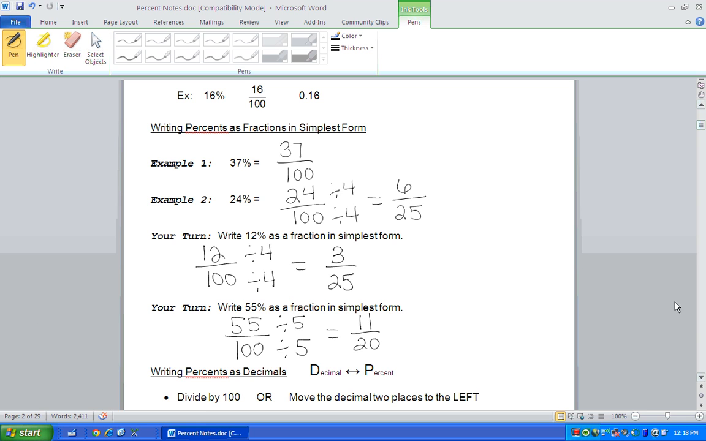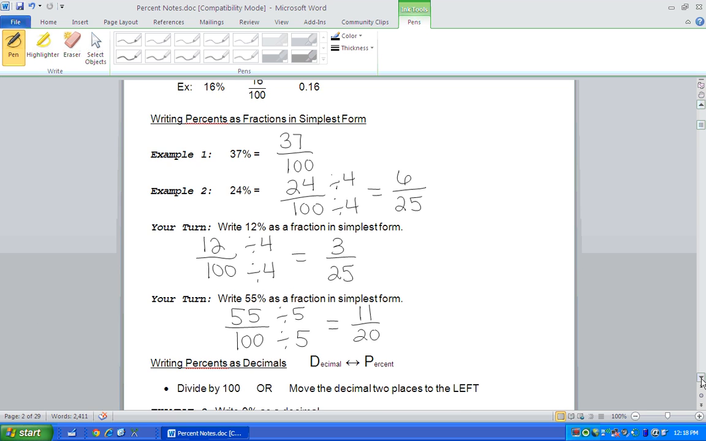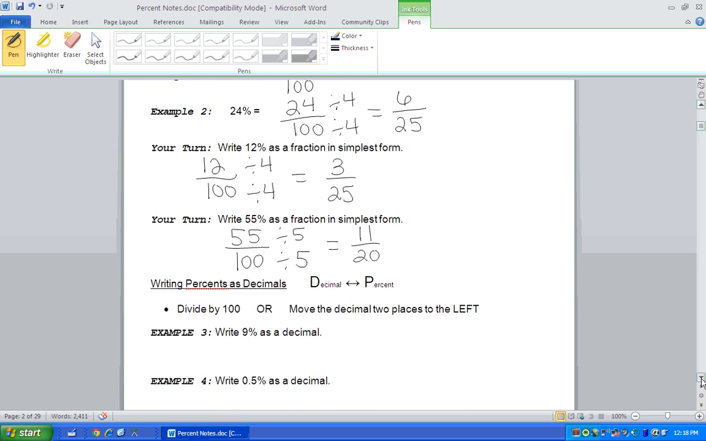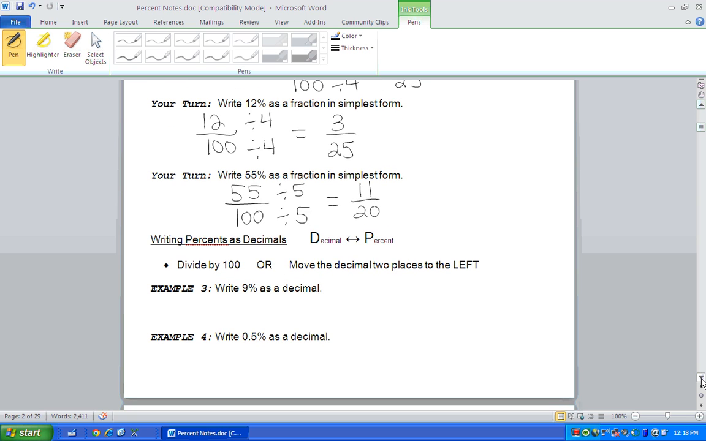The next section we're going to talk about how to change percents to decimals and decimals to percents. To do that, remember percentage means out of 100. So 9% would be 9 out of 100. The fraction bar in math means to divide. So on your calculator, if you typed in 9 divided by 100, you would get the decimal 0.09, which you'd say as 9 hundredths because that 9 is in the hundredths place value.